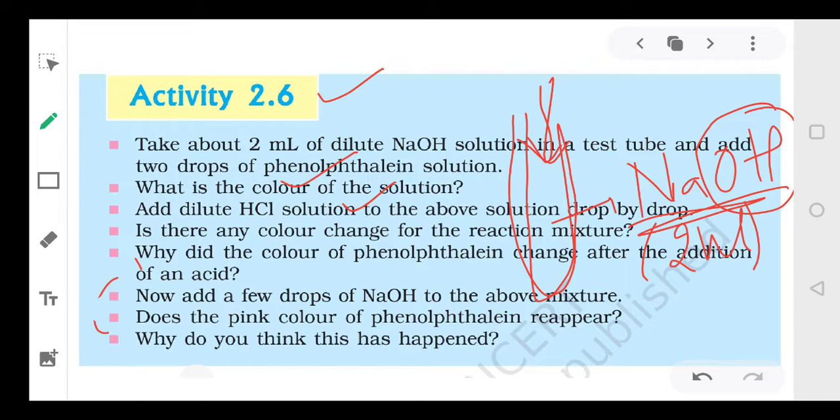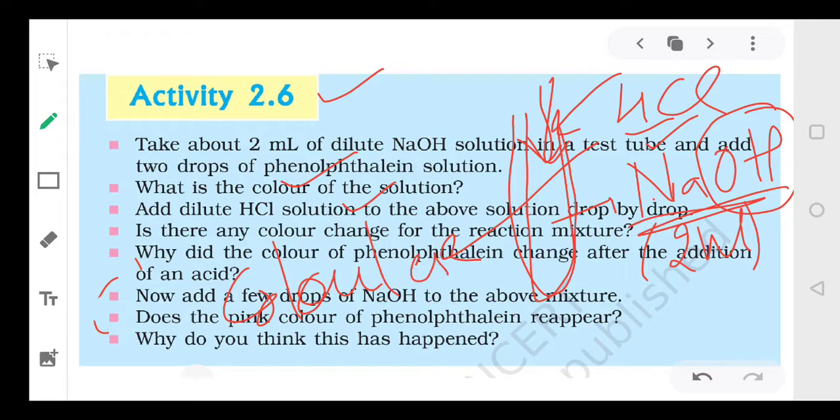And a stage will be reached जब एसिड ज़्यादा होगा. टेस्ट ट्यूब के अंदर जब हम HCl ऐड कर रहे हैं तो अभी क्या है? HCl कम है, NaOH ज़्यादा है, तो कलर पिंक रहेगा. धीरे धीरे जैसे जैसे हम ऐड कर रहे हैं HCl की क्वांटिटी ज़्यादा हो जाएगी, NaOH की क्वांटिटी कम हो जाएगी. So the solution will become colorless, isn't it? The solution will become colorless.